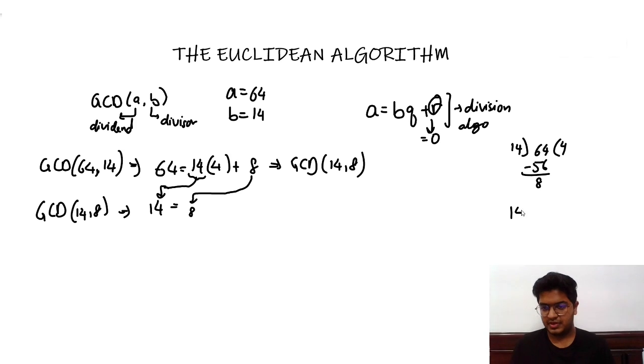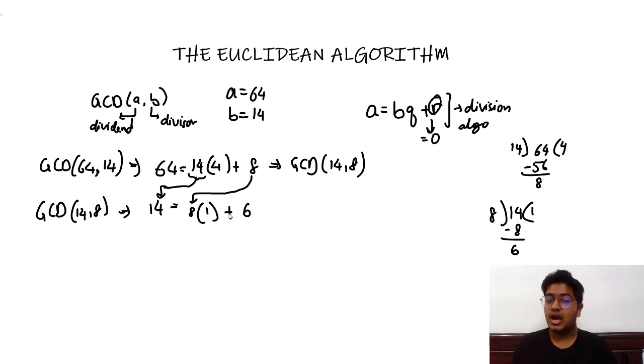Now we've taken 14 as our dividend and 8 as our divisor. So what will be the answer we will be getting? 8 goes 1 time, and we've got the remainder as 6. So this 8, our divisor, multiplied by the quotient, which is 1, plus the remainder 6. Again we have to do another step because we did not get 0 until now.